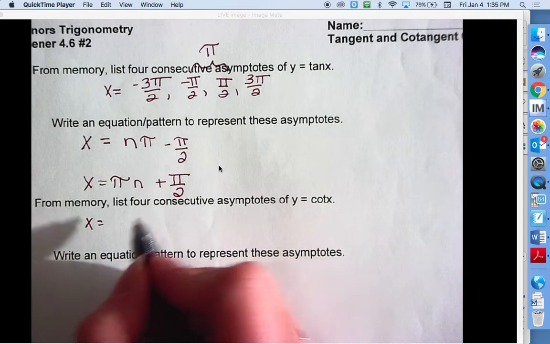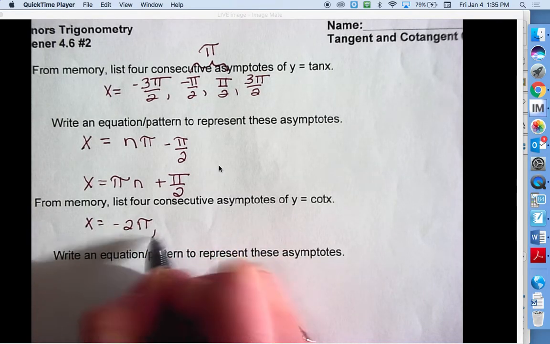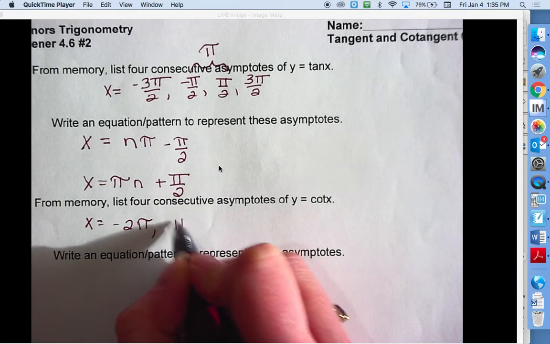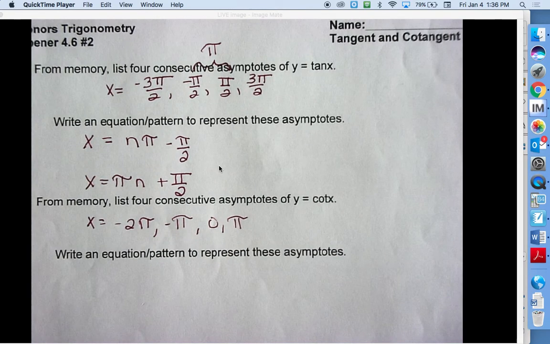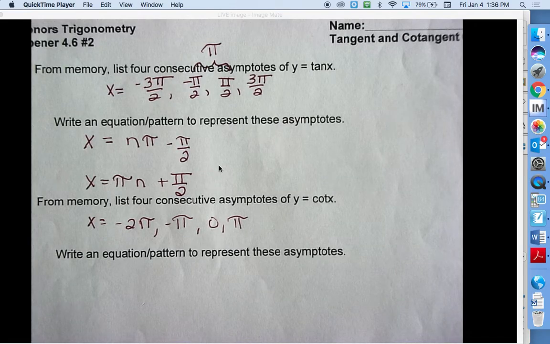I see is -2 pi. -2 pi. And then pi, 0, pi. We'll put in negative pi, yeah. So that would be 4. If you have a different set, that's fine. If you started at negative pi, you have 0, pi and 2 pi, that would be okay as well. So as long as you have 4 asymptotes in a row, wherever you start. You could start at 0 and go pi, 2 pi, 3 pi.